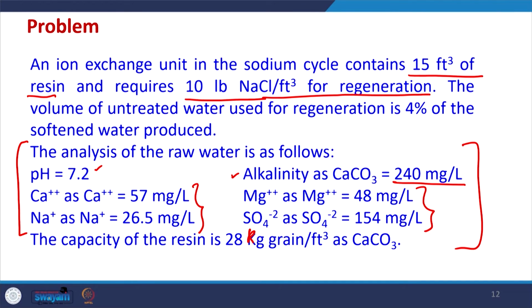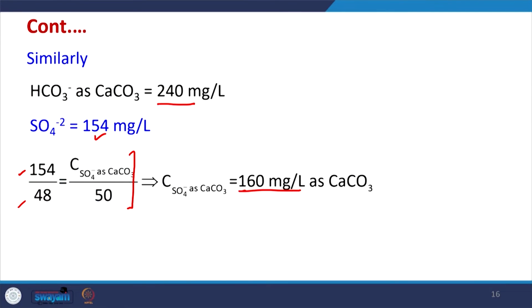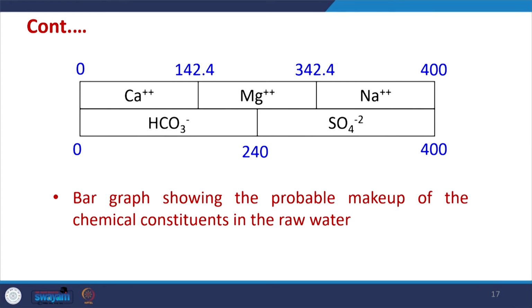So, this is what is given, and alkalinity as CaCO3 was already given. So, we have assumed the alkalinity as CaCO3 is because of bicarbonate, because the pH is around 7.2 only. So, we have assumed that. So, this is using this data.